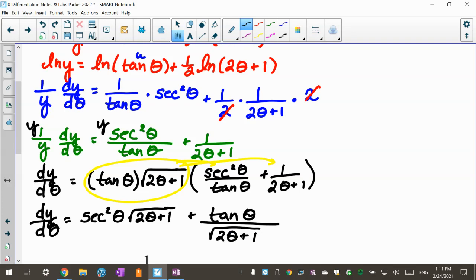So that is how we got to that. So that is number 9.